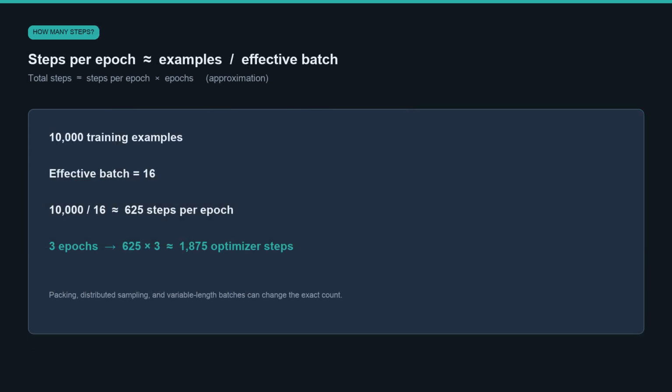Steps per epoch is about the number of training examples divided by effective batch. Total optimizer steps is about that times epochs. 10,000 examples, batch 16, is about 625 steps per epoch. 3 epochs is about 1,875 steps. This is an approximation. Packing and distributed sampling can change the count.